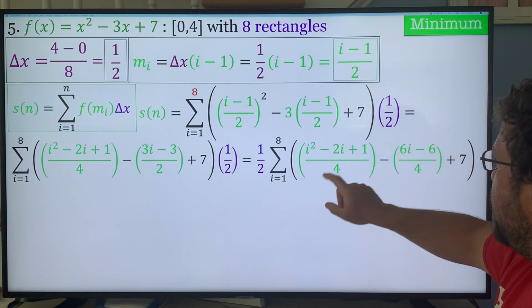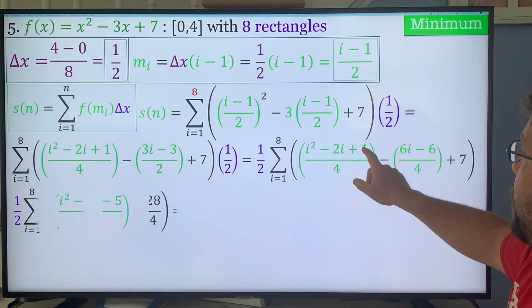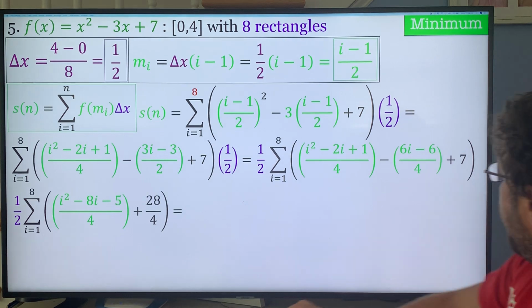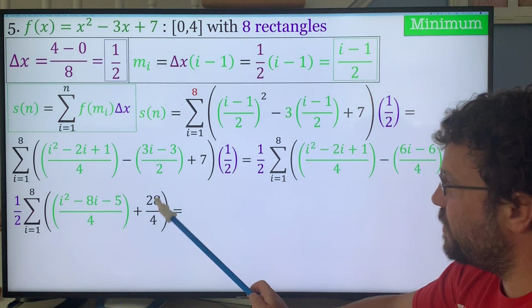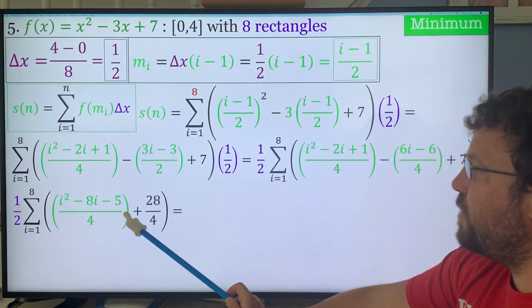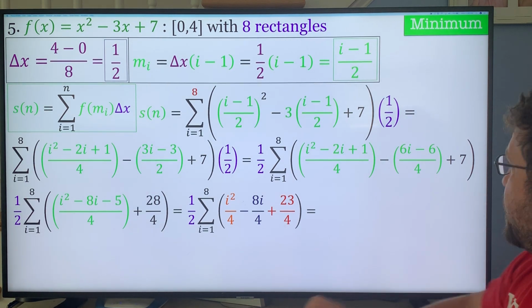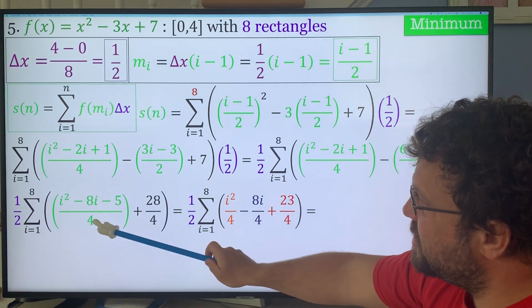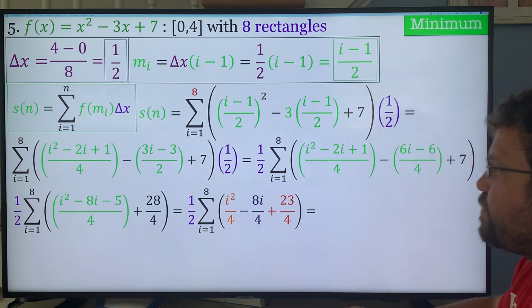i squared is the same. Negative 2i minus 6i is minus 8i. 1 minus 6 is minus 5, all over 4. And now I'm just going to make this 7. I want to bring the 7 in, so 7 times 4 over 4 is 28 over 4. And negative 5 plus 28 is 23 over 4. All right, so to add this to this, I had to get 7 over 4. I had to get the same denominator.